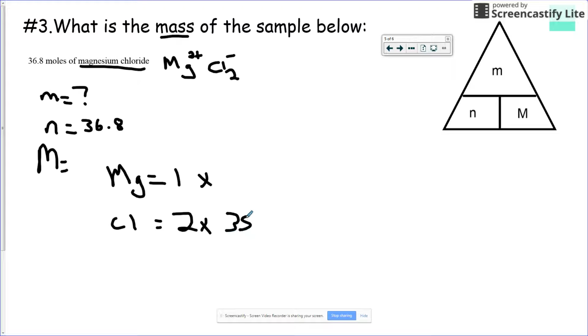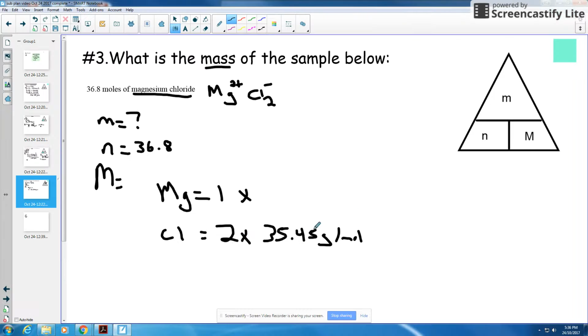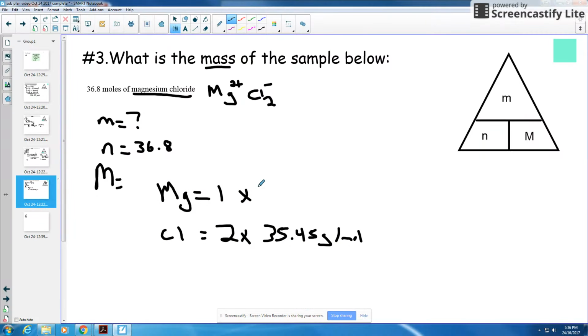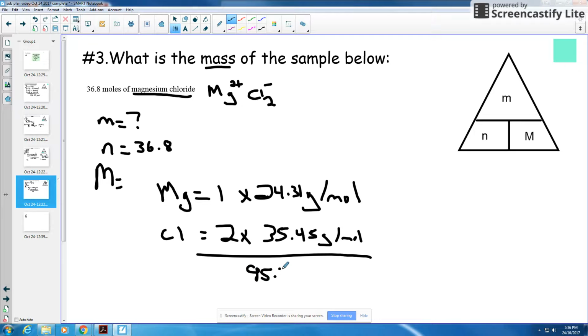Guys, we just saw this one in the last question, so we probably remember it's 35.45 grams per mole. Magnesium, though, haven't seen that one yet, so let's just double check. Magnesium is looking like it's 24.31. And that's grams per mole. Guys, throw those into some brackets and add it up. Okay, and ultimately you should get 95.21 grams per mole. Step 1, done.